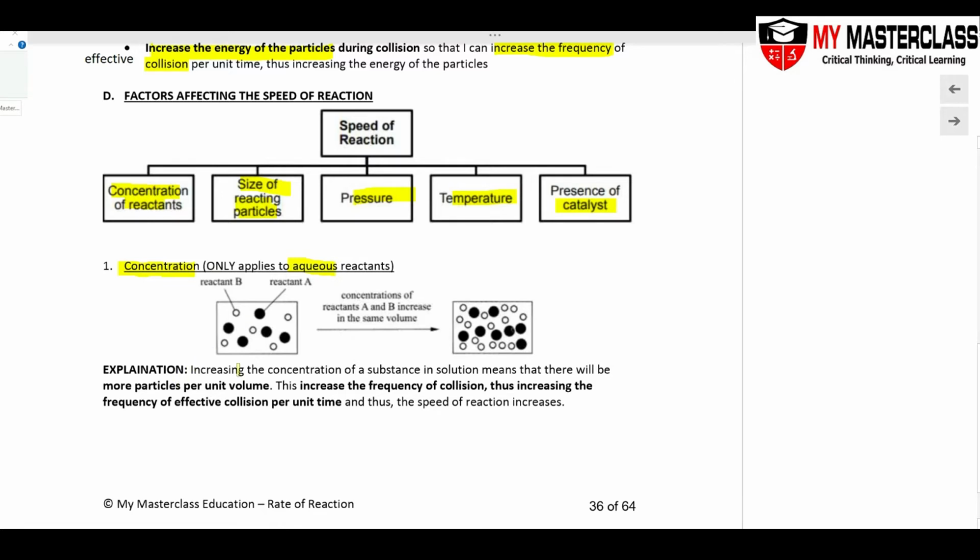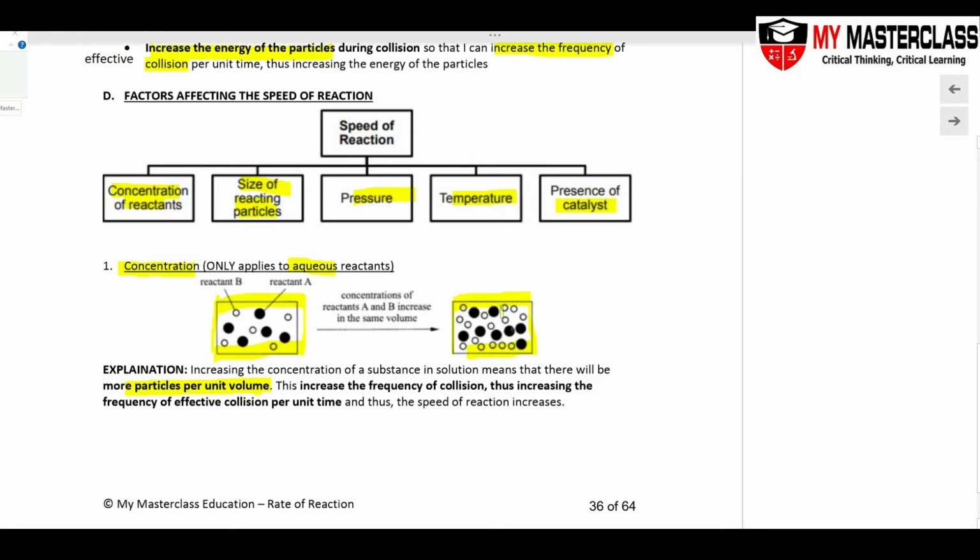Increasing the concentration of a substance in solution means there will be more particles per unit volume. You can see this volume is fixed. This one has fewer particles, less concentration. This one has more particles, more concentration. So there are more particles per unit volume. This will increase the frequency of collision.